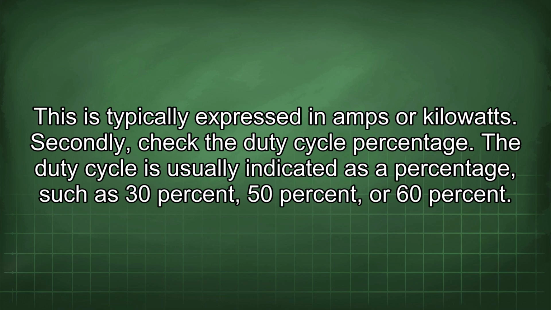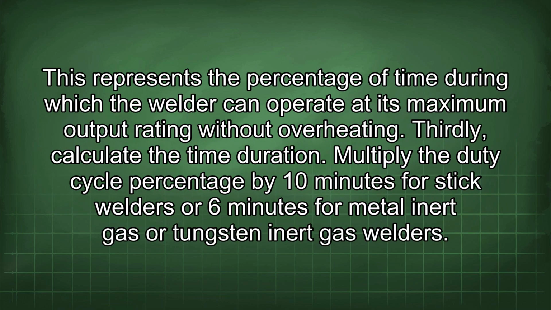Secondly, check the duty cycle percentage. The duty cycle is usually indicated as a percentage, such as 30%, 50%, or 60%. This represents the percentage of time during which the welder can operate at its maximum output rating without overheating.